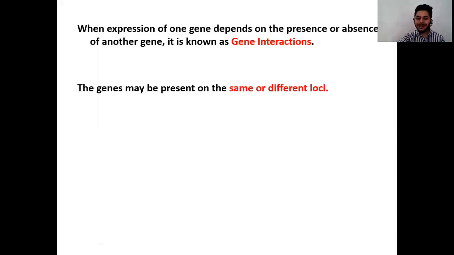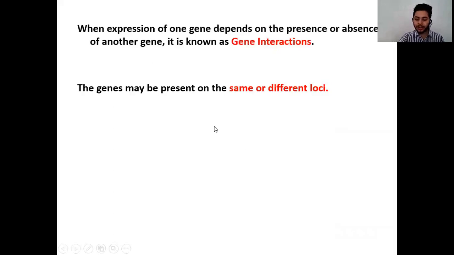Now, interacting genes may be either present on the same locus on the chromosome, or they may be present on different loci of different chromosomes. So depending on the position of these genes, the interactions are classified into two categories: the allelic interactions and the non-allelic interactions.